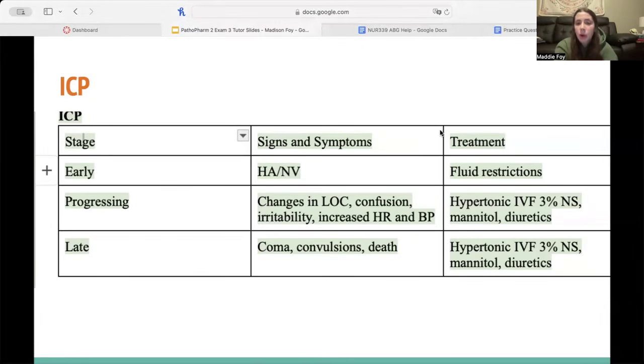Because I would not be surprised if you get questions saying, what would you expect to see in progressing increased intracranial pressure, and what would you expect the provider order to be? So I would be familiar with these.